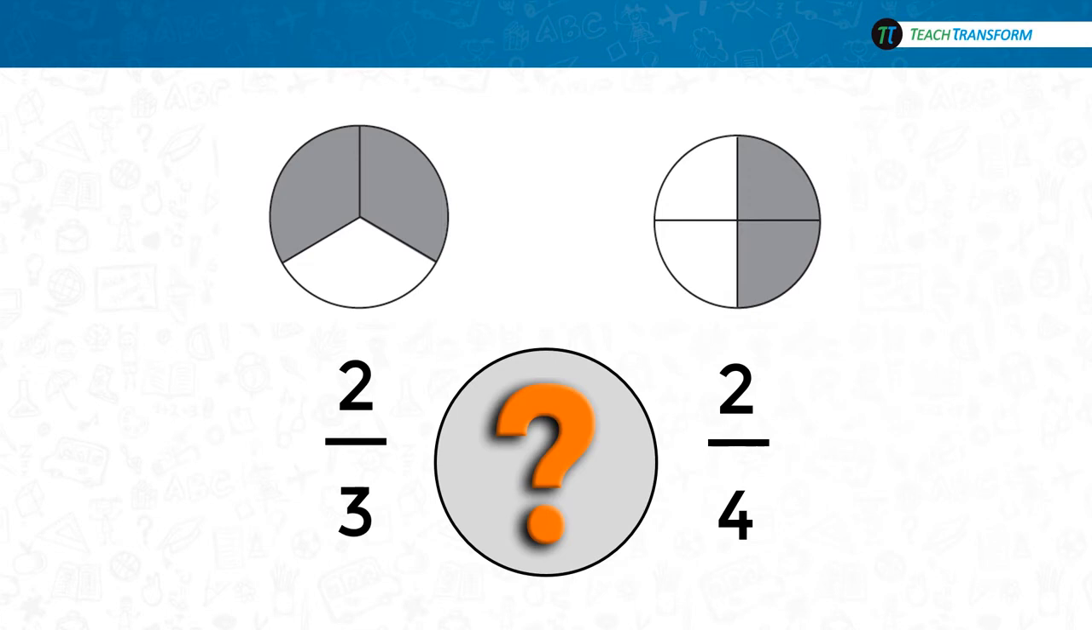Let's look back at our fraction models. One of the models shows 2/3 and the other shows 2/4. Now let's decide which is greater, 2/3 or 2/4. When you compare fractions with different denominators, you must take into consideration the size of the parts. Even though both wholes show 2 parts shaded, 2/3 represents more of the circle than 2/4, so 2/3 is greater than 2/4. Why is this true?